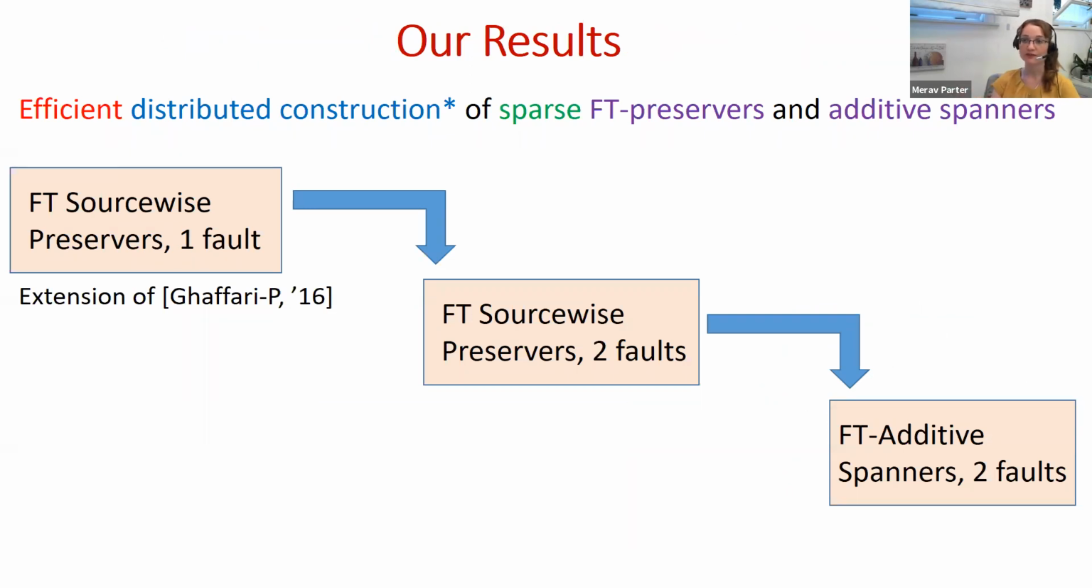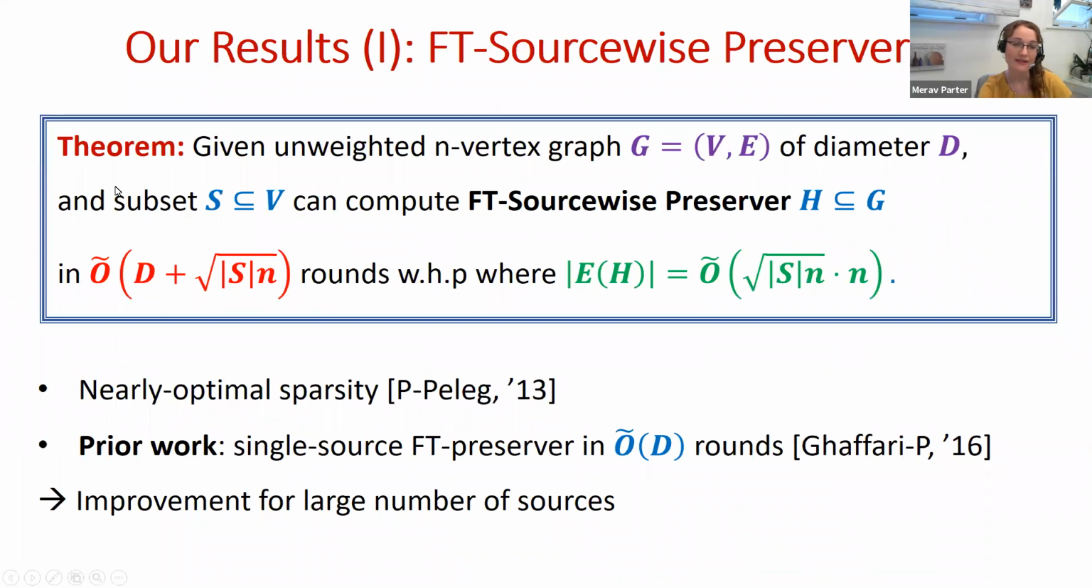Our first result, which is the starting point for the other results as well, is an efficient construction of fault-tolerant source-wise preservers under a single fault. And this extends our previous construction, from work more than a few years ago, for a single source. I'll mention that next. We then extend this construction for one fault into a construction for two faults, but still fault-tolerant source-wise preservers. And finally, once you have preservers, you can tweak them into fault-tolerant additive spanners as well. So the main key result is the construction of the preservers themselves. Okay, so I'll start by mentioning the first result.